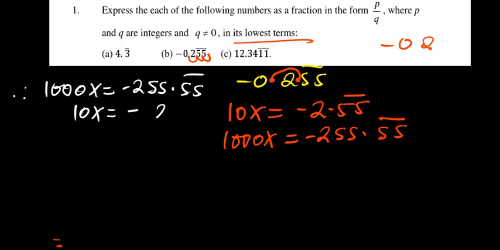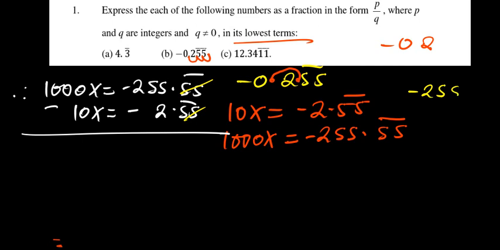Then again this other one is going to be 10x is equal to negative 2.55 bar. Then we subtract. One thing I want you to understand is that these two are going to give us 0. So we have 5. Now it is negative this, minus minus 2, so this will be plus. So the answer will still have negative. We are doing minus, but the answer will be negative, because this negative and this negative will give me positive.